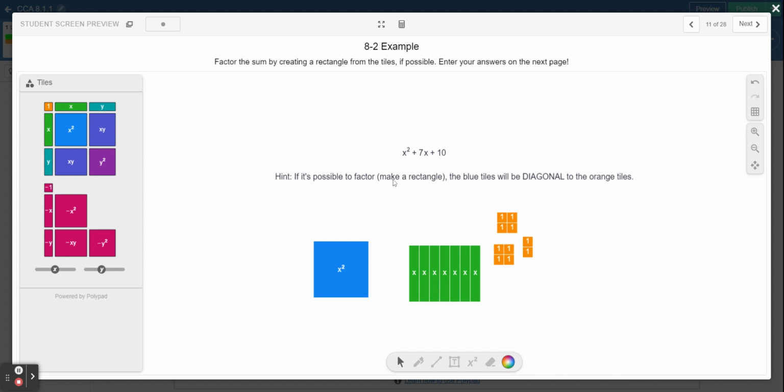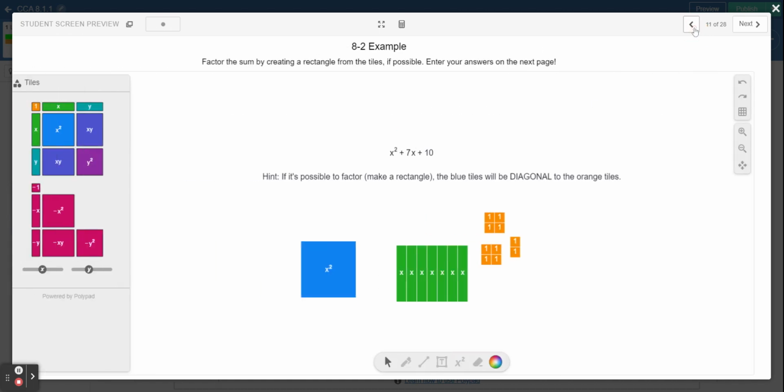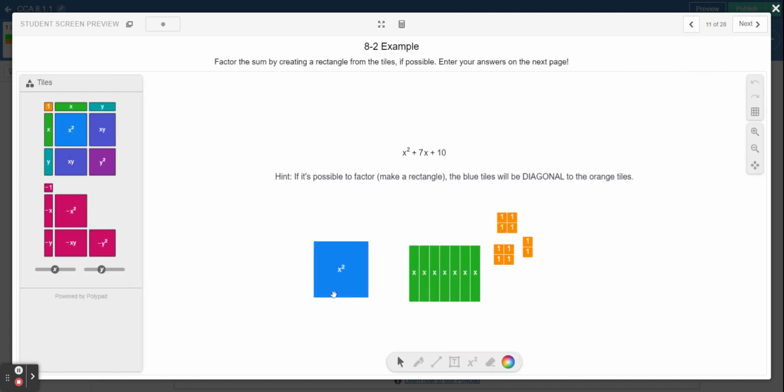Before I start to do this, I want to notice that it says, factor by creating a rectangle from the tiles. If possible, enter your answers on the next page. So once we decide this, we'll have to come over here and make a choice. We'll have to say it's possible or it's impossible. But for now, I'm going to go here.